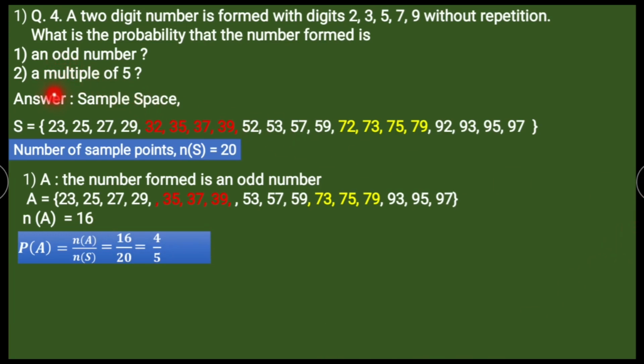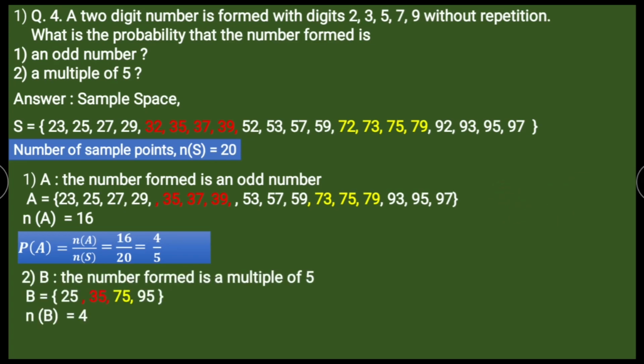Then for the second event, the number formed is a multiple of 5. We know that when 5 is present at the unit place, that number is a multiple of 5. So 25, 35, then 75, then 95 are the numbers which are multiples of 5. So write here event B: the number formed is a multiple of 5. So B contains 25, 35, 75, 95. So total numbers are 4. So we write here n(B) equals 4.